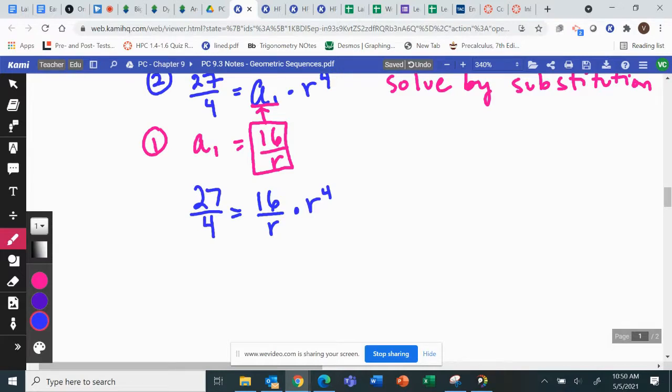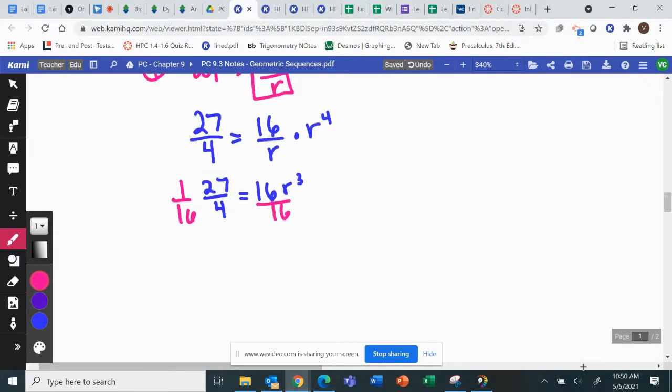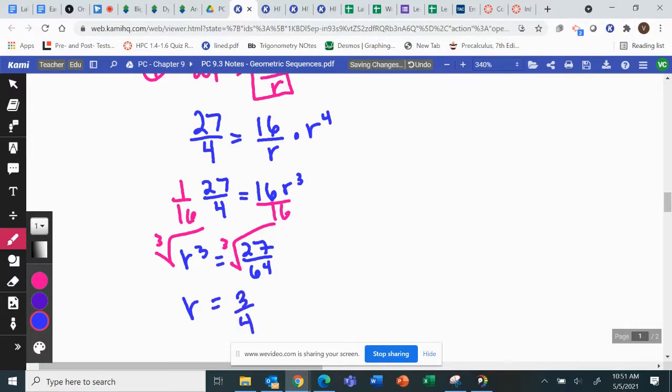So now we only have r, so we can solve this equation for r. Have to multiply both sides by 1 over 16 or divide by 16. And then I'll have to cube root to get r equals 3/4. So now we know our r value.